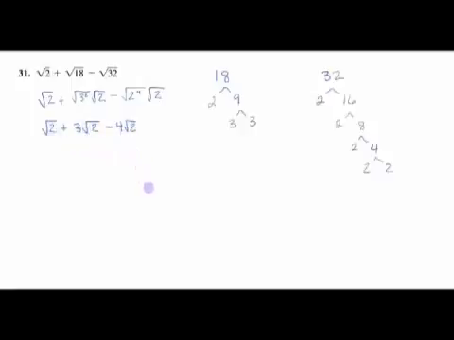Now we have 3 radicals that are alike, and we can put them together. 1 square root of 2 plus 3 square roots of 2 is 4 square roots of 2, minus 4 square roots of 2 is 0.